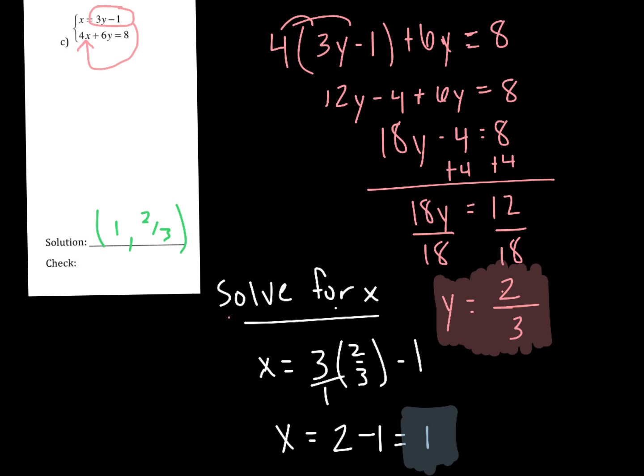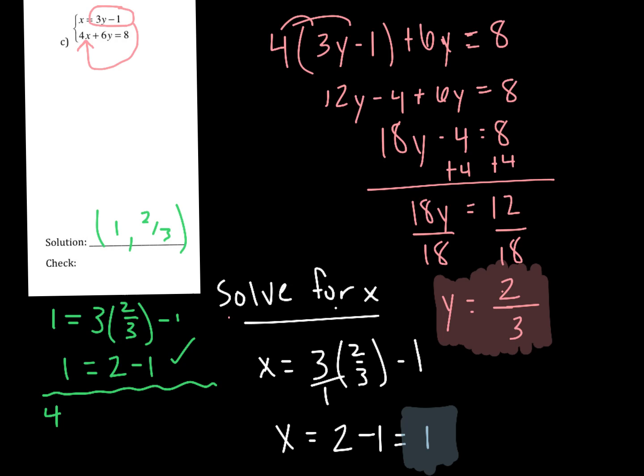And again, you guys can always plug that in to check, so we'll do that real quick. So if we check, we'll have x equals 3y minus 1, so 1 equals 3 times 2/3 minus 1. So 1 equals 2 minus 1, which is good. 2 minus 1 is 1. 1 equals 1.